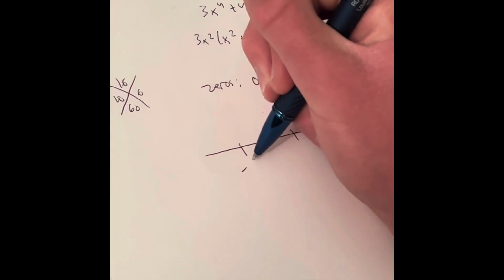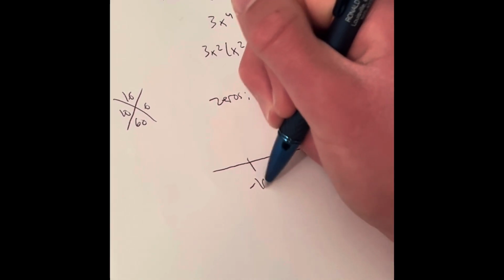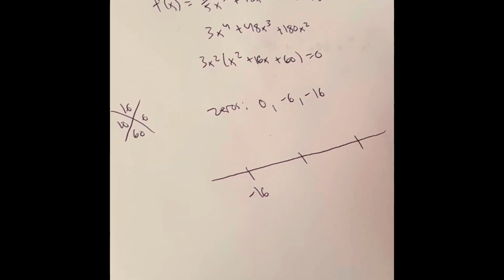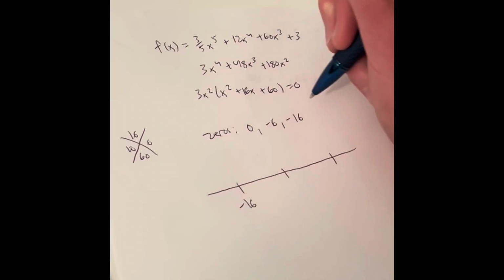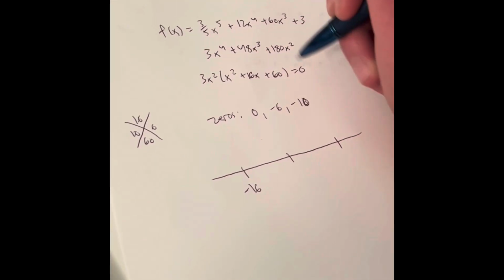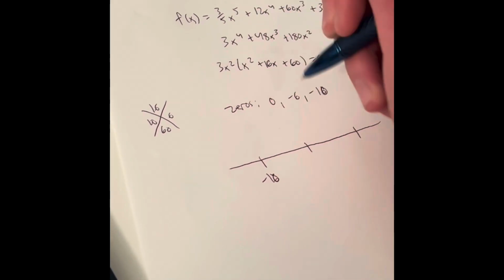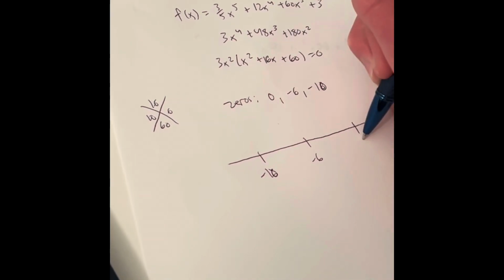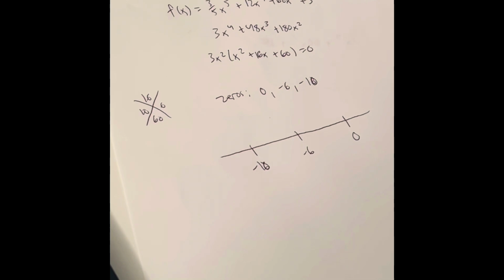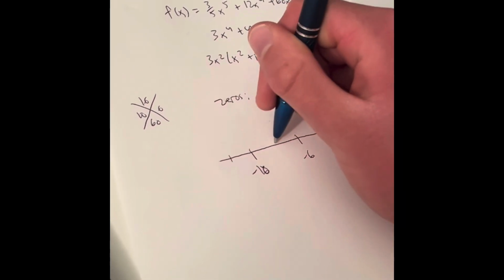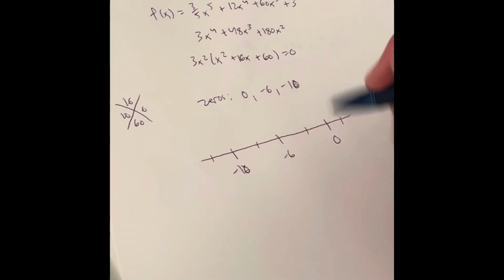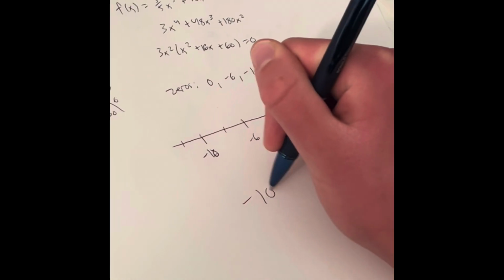So you'd have -10, -6, and 0. So now after plugging all the numbers in, you'd find that the maximum is at -10.